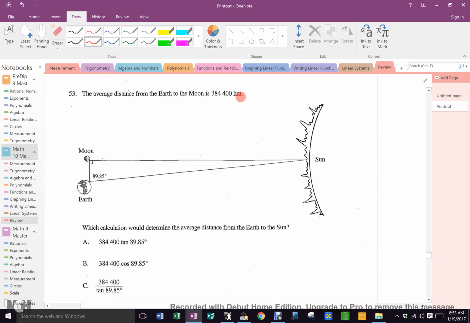Earth and moon, right there. So where does that go? Right here, right? 384,400. Now, I want the distance between the Earth and the Sun. So I need this side, yes? What uses opposite and adjacent? Tan. Yeah? Yeah.